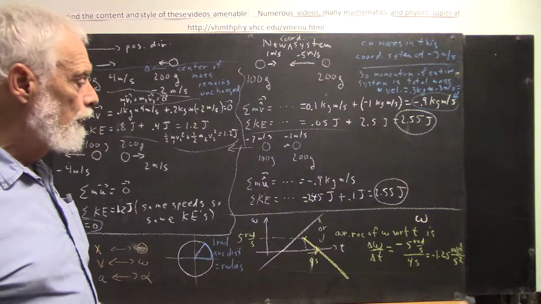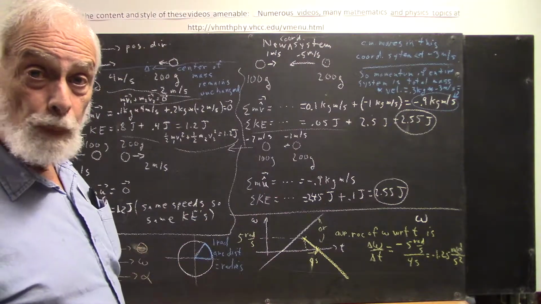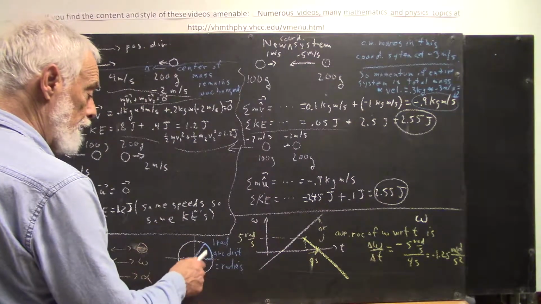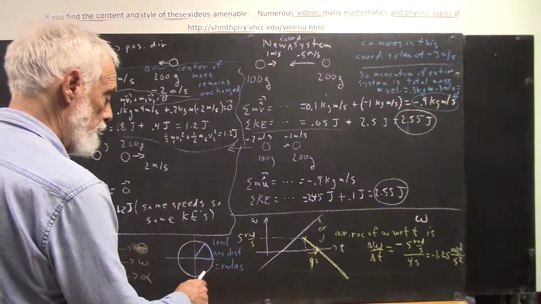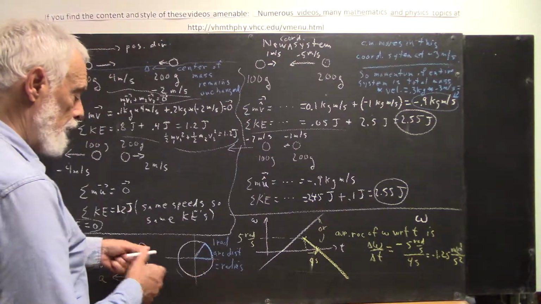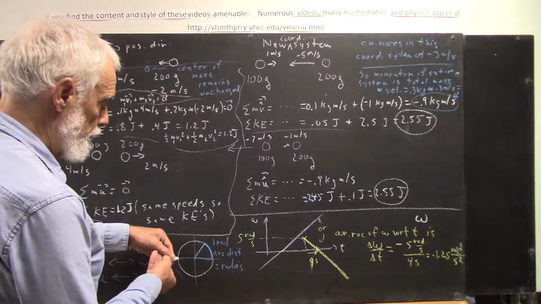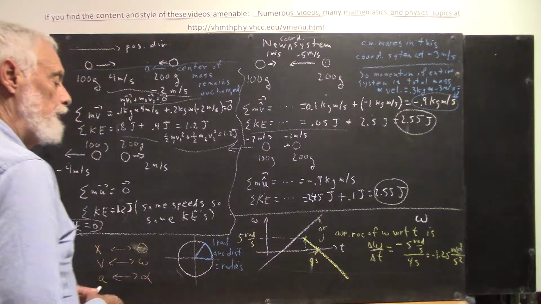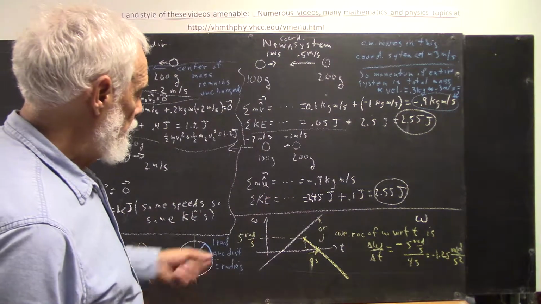Okay, so 5 radians per second means what? Well, it means you go 5 of these in a second. 5 of these would carry around to maybe about here. You're going around about this fast. If it's a beam, it's rotating about this fast. Okay? So, that's what you're talking about.